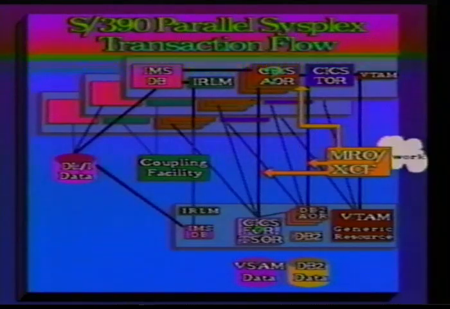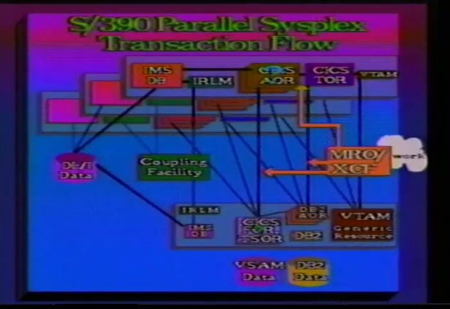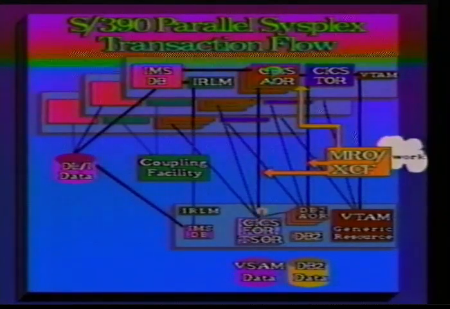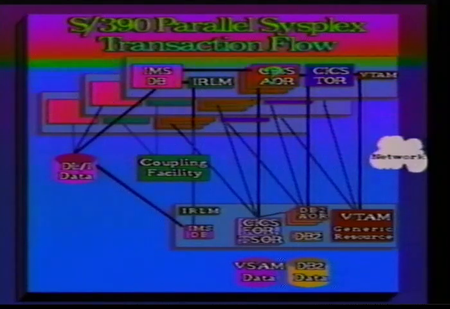The application still uses the MRO interface for the communication. But under the covers, CICS has been enhanced to use the cross-system coupling facility of MVS, thereby providing a fast communication path. The file owning region gathers the VSAM data and returns it to the AOR.